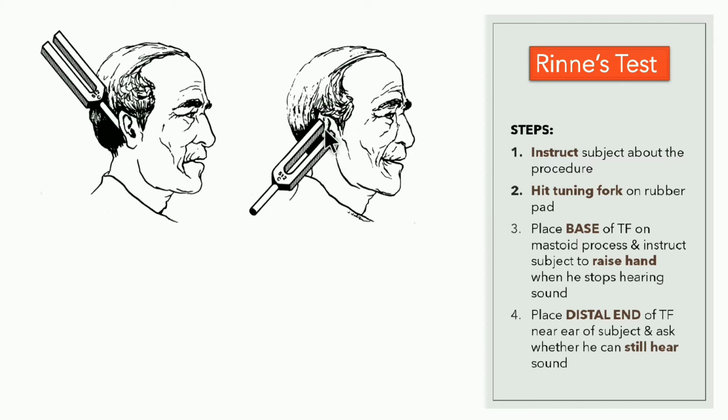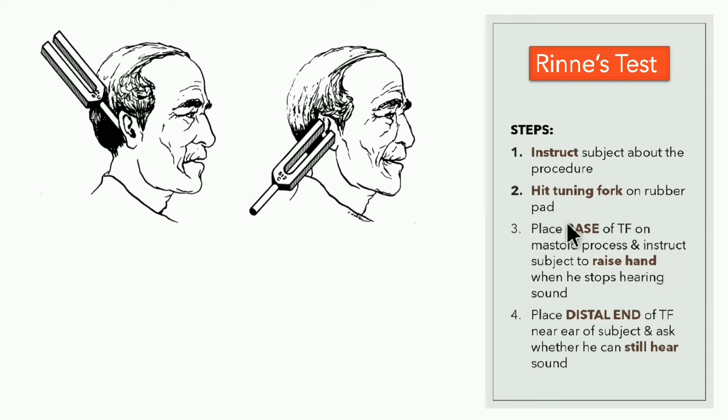the tuning fork near the ear of the patient. The distal end of the tuning fork is to be placed near the ear of the patient, and you have to ask the person whether he is still able to hear the sound. If he is still able to hear the sound, that means air conduction is there. What is happening here? Here the vibrations are being transmitted through the air to the tympanic membrane. So this is air conduction, and this is bone conduction. First we are doing bone conduction.